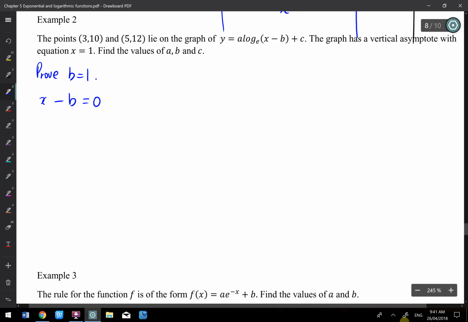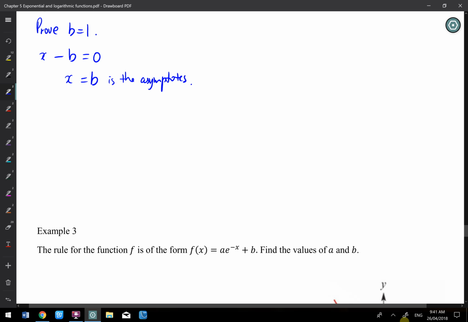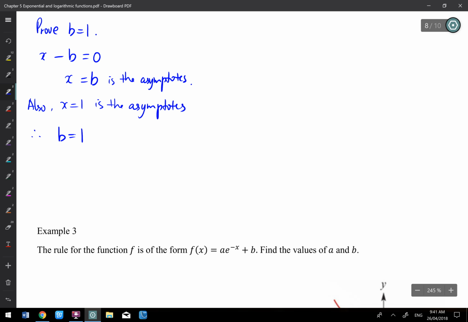So x minus b equals to 0, x equals b is the asymptote. Okay, x equals to b is the asymptote. And also because x equals to 1 is the asymptote, therefore, b equals to 1. Okay, that's how you should make the discussion. I know you can see the answer directly, but you should understand how to write a proper proof.